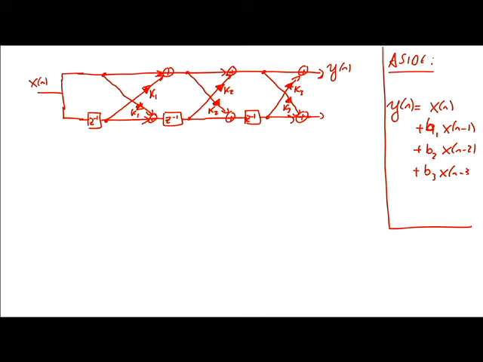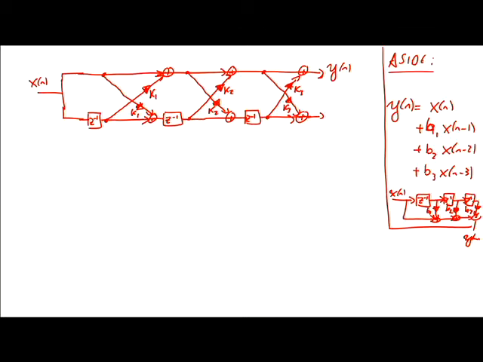B3 x of n minus 3. So remember, again, the tap delay line, I'll draw it correctly this time. You've got this, you've got this, you've got this, and we add, we add, we add, and that produces y of n, that is x of n. And then you have your coefficient here. So that guy is going to be B1. This guy here, the coefficient's B2. This guy, the coefficient's B3, right?